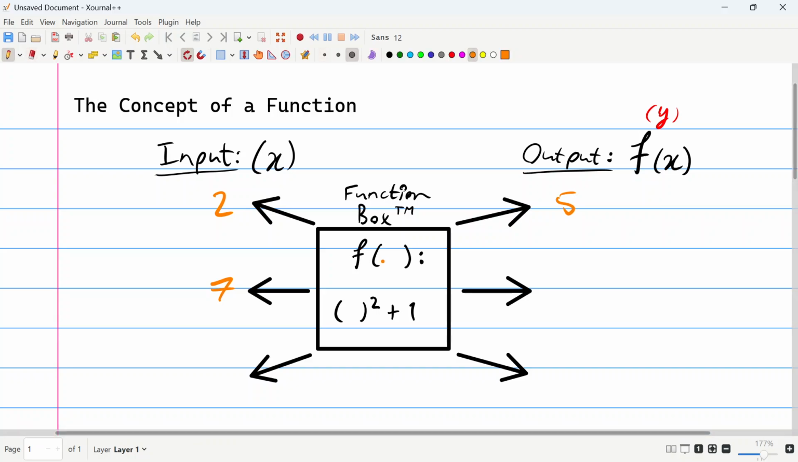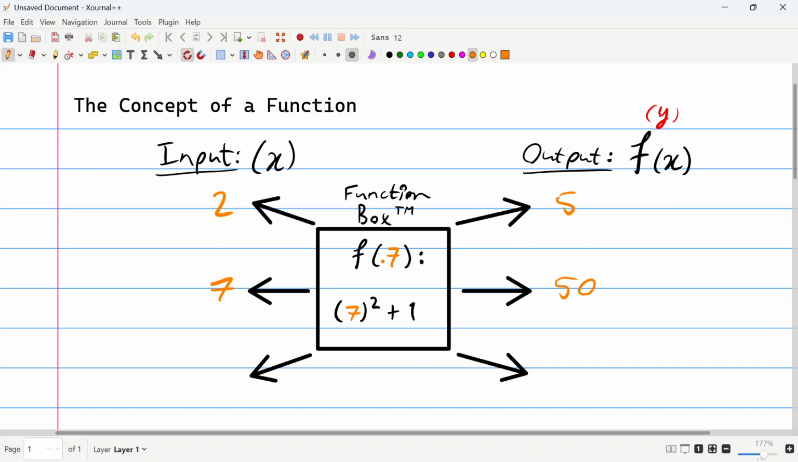Alright, there we go. So f of 7 is going to be what is in our function box, because now we're placing 7 inside. Then it's going to place that 7 on the inside over here. It's going to do the function. It's going to be 7 to the power of 2, which is 49. 49 plus 1, which is 50. There we go, and that is our output.